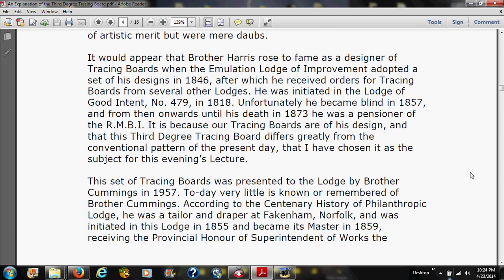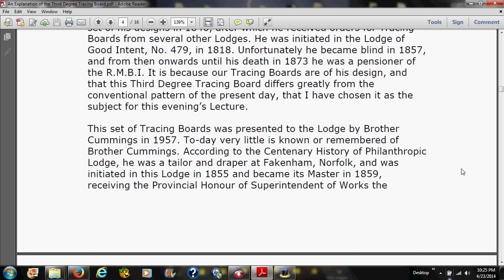He was initiated in the Lodge of Good Intent, number 479, in 1818. Unfortunately, he became blind in 1857, and from then onwards until his death in 1873, he was a pensioner of the RMBI. It is because our tracing boards are of his design and that this third degree tracing board differs greatly from the conventional pattern of the present day that I have chosen it as the subject for this evening's lecture. This set of tracing boards was presented to the lodge by Brother Cummings in 1957.